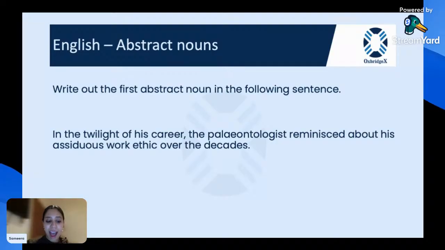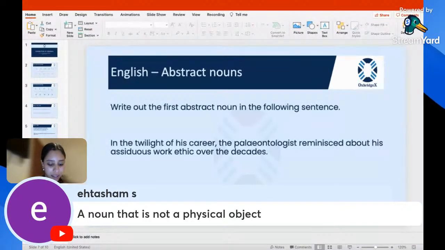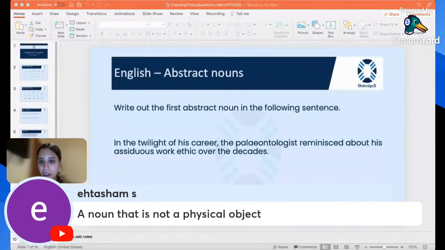Anyone tell me what an abstract noun is? I'm going to wait to see if anybody comments. Let me see if I can see the comments from here. I just want to see if anybody's commenting. Comments. Anybody know what an abstract noun is?